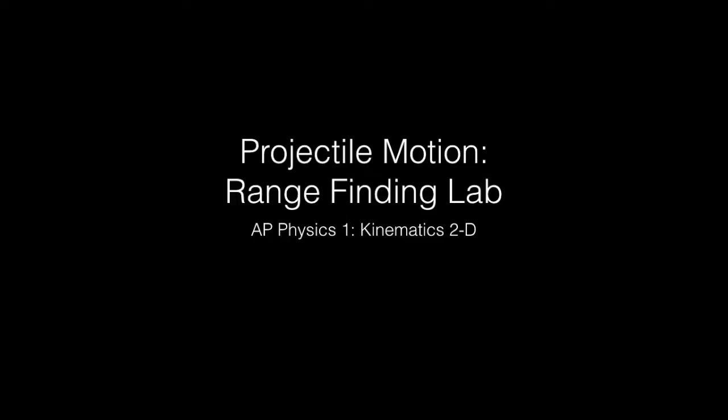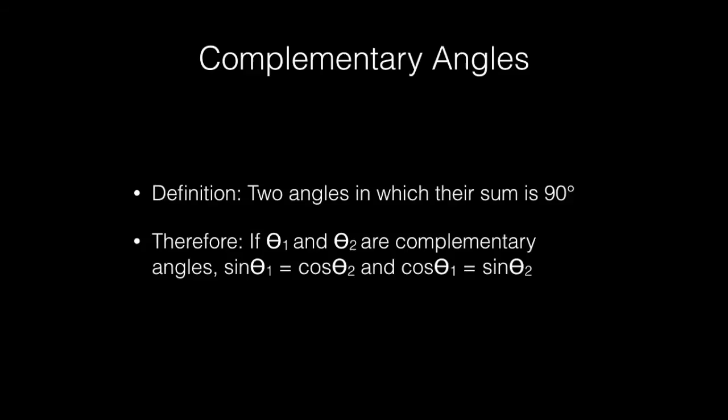Hi, welcome to the instructor video of the Projectile Motion Range Finding Lab. This lab can be found on the AP Physics 1 Two-Dimensional Kinematics webpage at www.njctl.org. Please note that complementary angles should be either reviewed prior to the lab or written on the board during this lab.